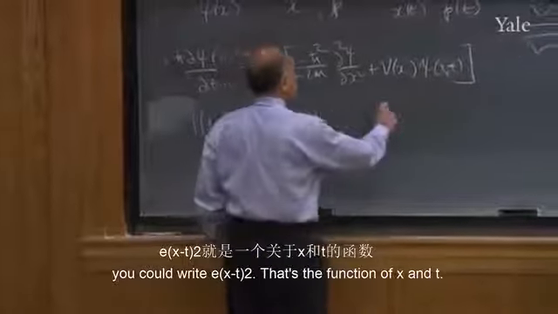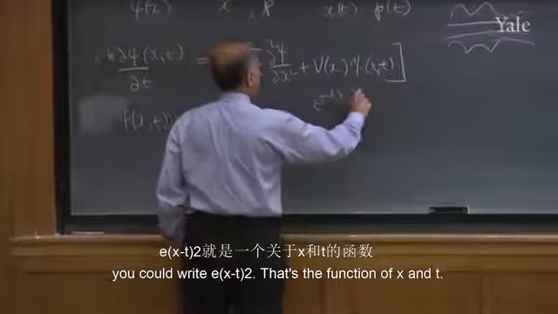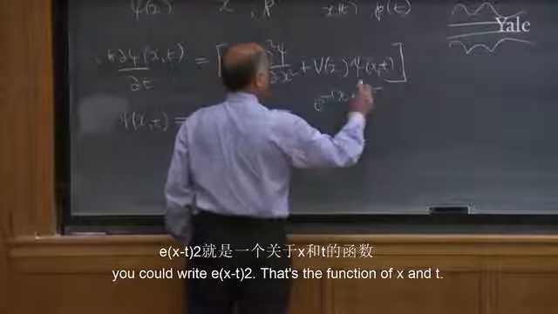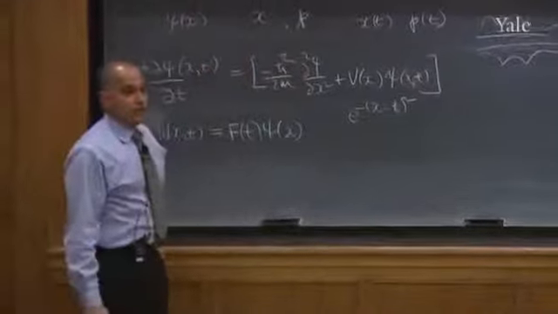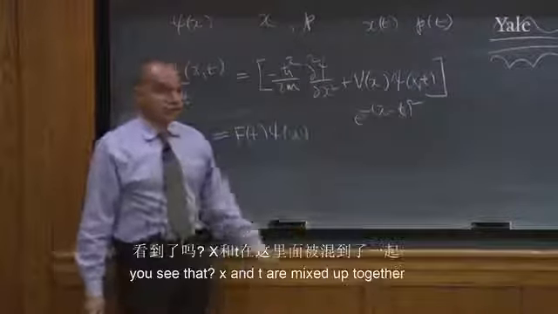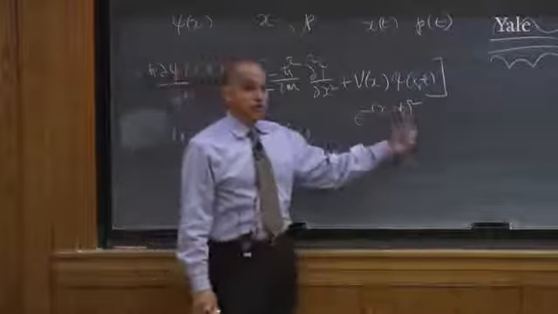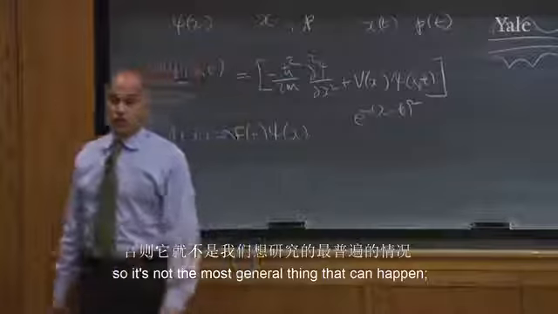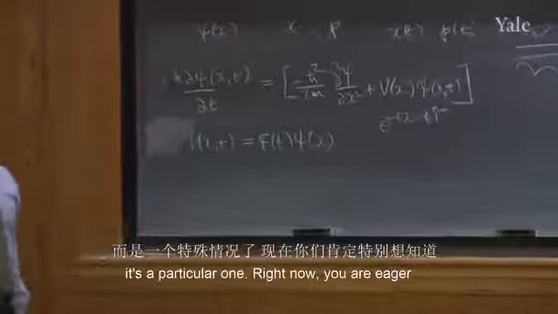For example, you can write e to the x minus some number times t squared. That's a function of x and t. But it's not a function of x times a function of t. You see that? x and t are mixed up together. You cannot rip it out into two parts. So this is not the most general thing that can happen. It is a particular one.